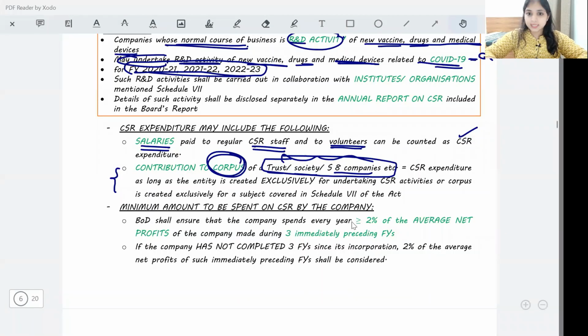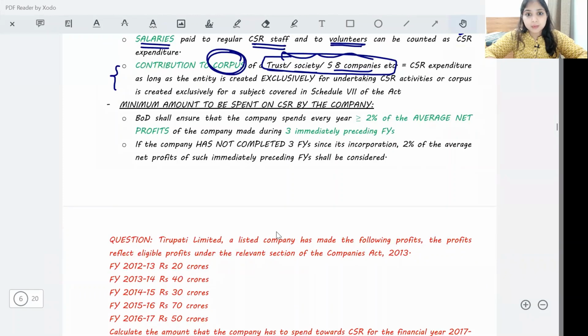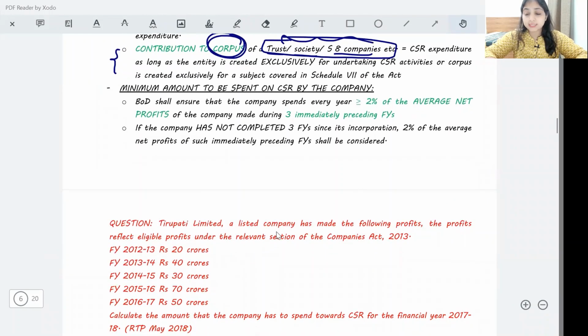Going ahead with our discussion, there is a certain minimum amount that the company is supposed to spend on CSR. At the minimum, the company is supposed to spend at least 2% of the average net profits of the preceding 3 financial years. Basically, for the last 3 financial years, the company is going to see what was its profit, find the average, and 2% of that is the minimum amount that the company is supposed to spend on CSR. In case the company has been in existence for less than 3 years, then for whatever years the company has been in existence, that many years' average the company will take.